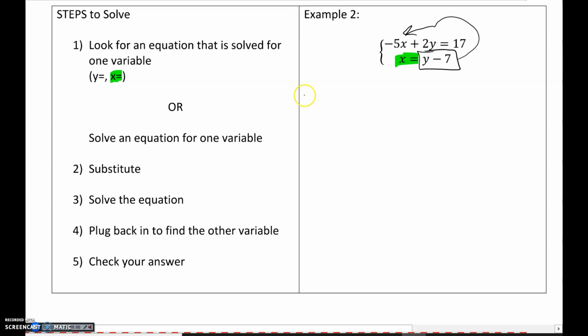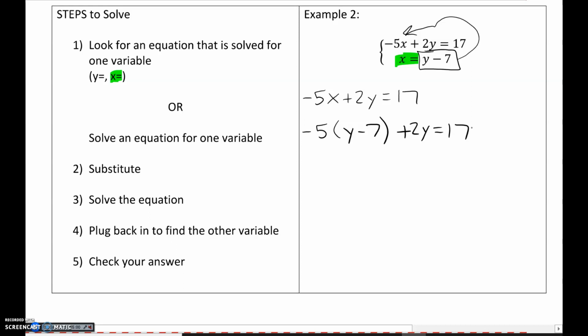So let me rewrite the equation. So here we said that x equals y minus 7. So when I replace x, I'm going to replace the whole value, and that should be y minus 7. So notice I replaced the entire x with y minus 7. I put that whole thing in for x. Then the rest of the equation just stays the same.